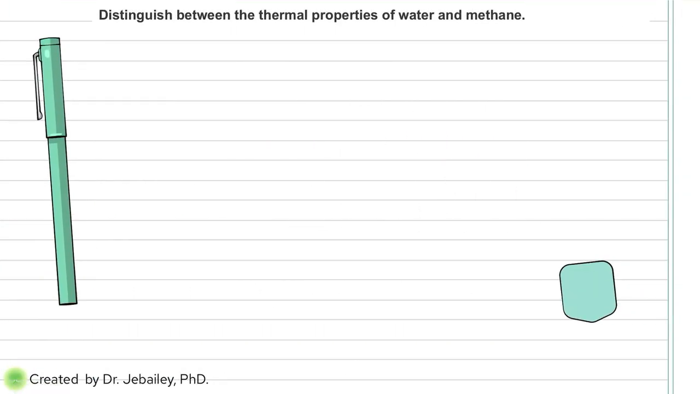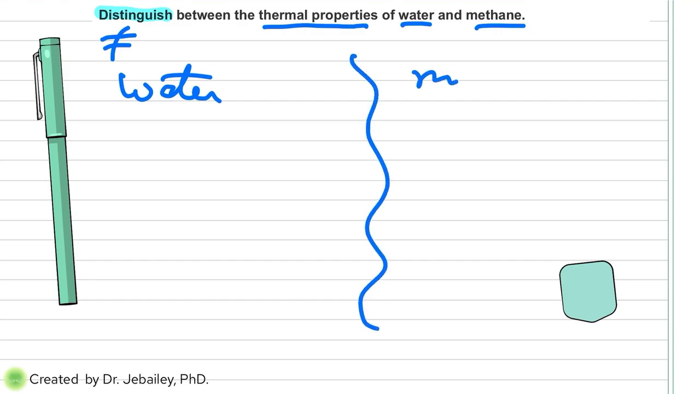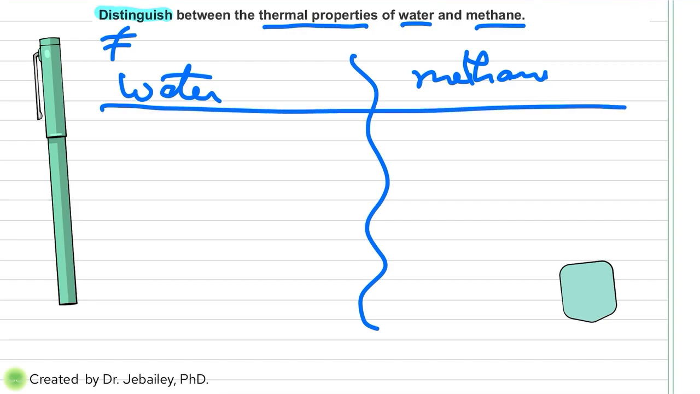Now here we have to distinguish. When we say the word distinguish, distinguish means tell me the difference between two things. And in this case it is the thermal properties of water and methane. So here we have water and we have methane here. Now you cannot write this as a chart, but I'm just doing it here for you to remember it. Usually you have to write in full sentences. So I would say here, for example, water is polar, while methane is non-polar. Keep that in mind.